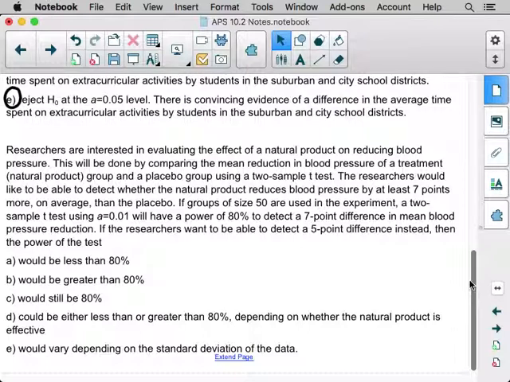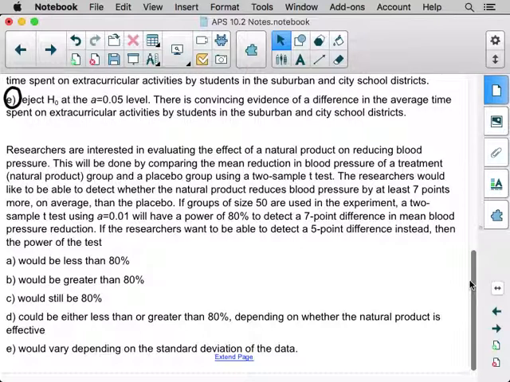Researchers are interested in evaluating the effects of a natural product on reducing blood pressure. This will be done by comparing the mean reduction in blood pressure of a treatment natural product group and a placebo group using a two-sample t-test. The researchers would like to be able to detect whether the natural product reduces the pressure by at least 7 points more on average than the placebo. If groups of size 50 are used in the experiment, a two-sample t-test using a 0.01 significance level will have a power of 80% to detect a 7-point difference.